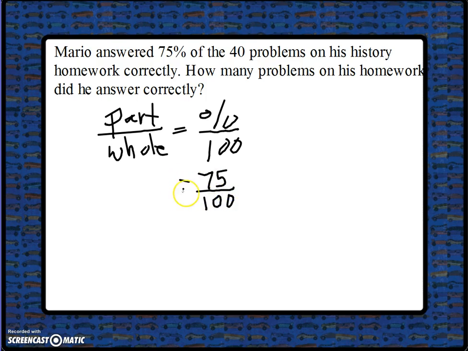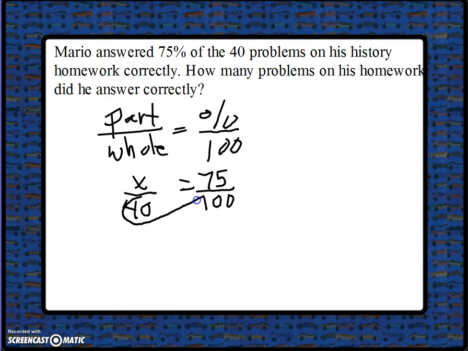And we have to determine if 40 is a part or a whole. So it says Mario answered 75% of the 40 problems on his history homework correctly. Well, 40 describes the whole. So we have to determine what the part is. We're going to do the cross product rule.